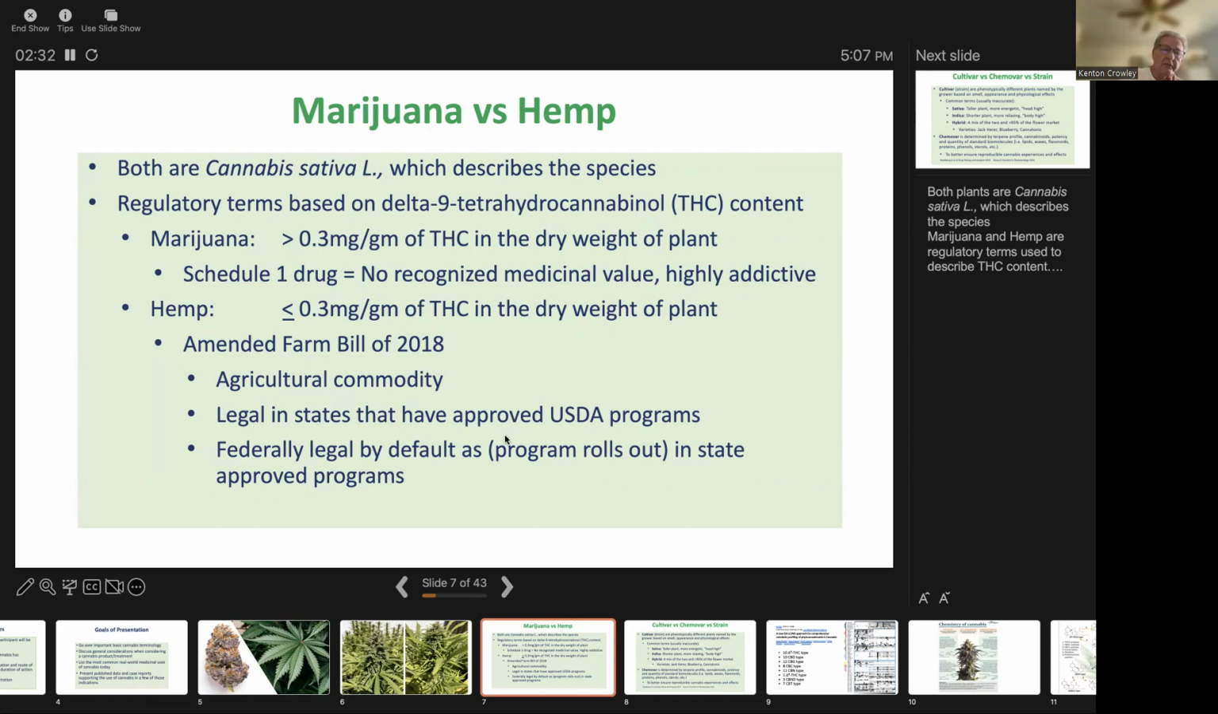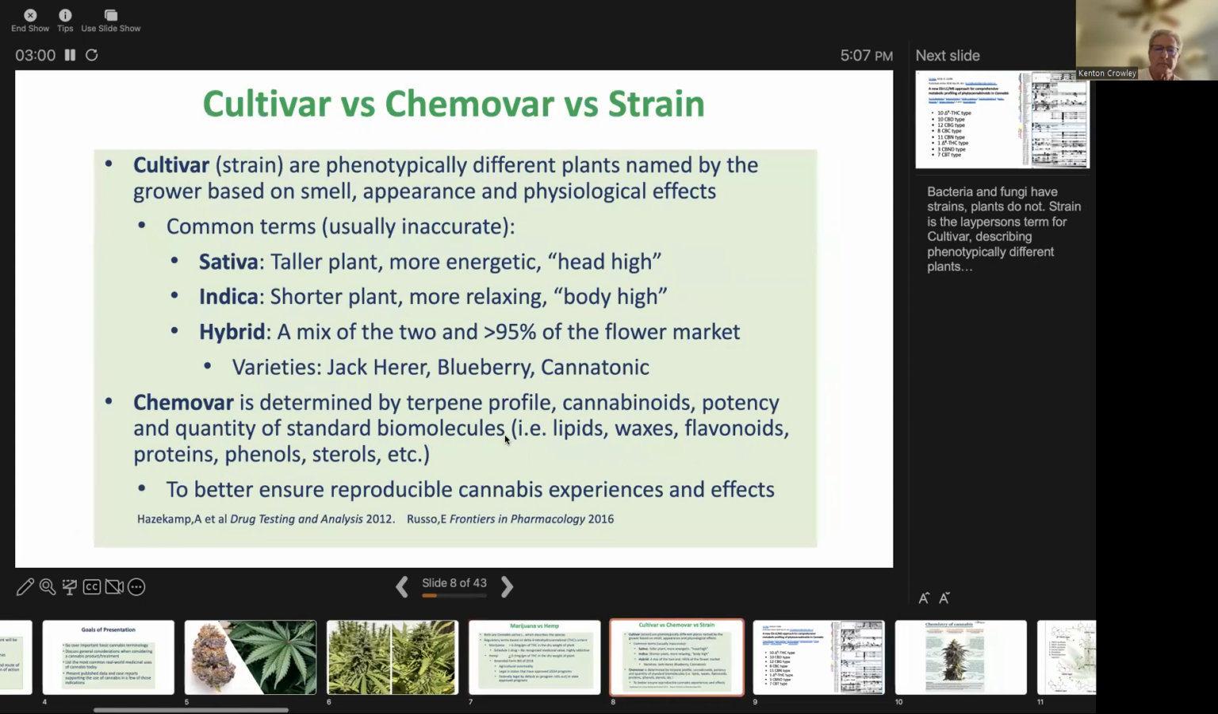Congress amended the Farm Bill in October of 2018 and defined hemp and all of its components and extracts as an agricultural commodity, legal in states that have approved USDA or equivalent programs, and by default, federally legal based on those state-approved programs.